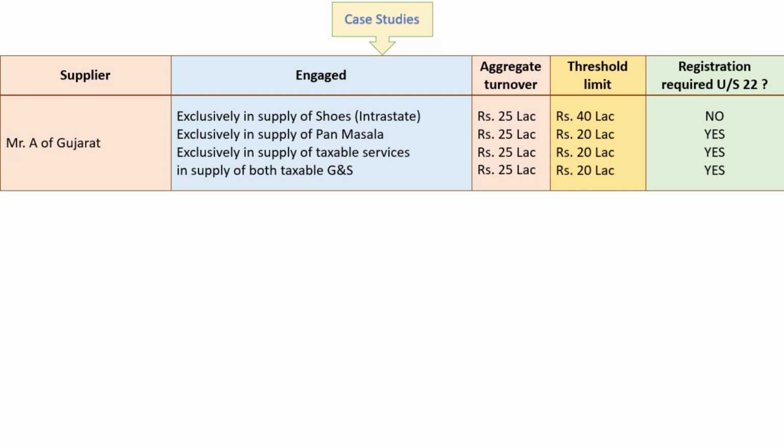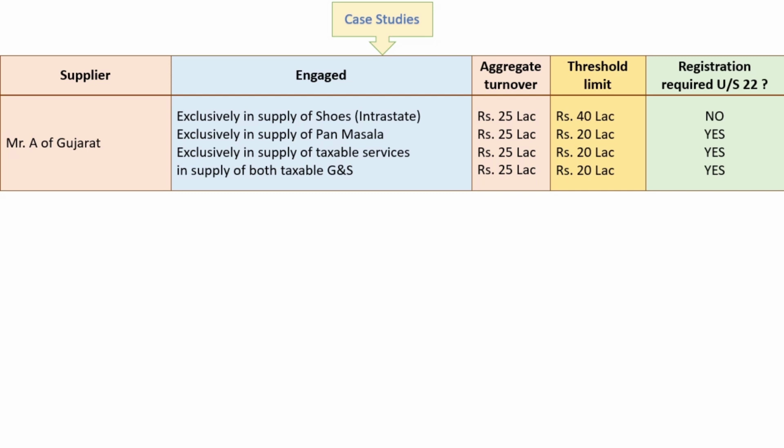Now third case, Mr. A of Gujarat exclusively engaged in supply of taxable services. So aggregate turnover is 25 lakhs. In this case, applicable threshold limit is 20 lakh. So now his aggregate turnover is more than threshold limit. He is liable for registration under section 22.